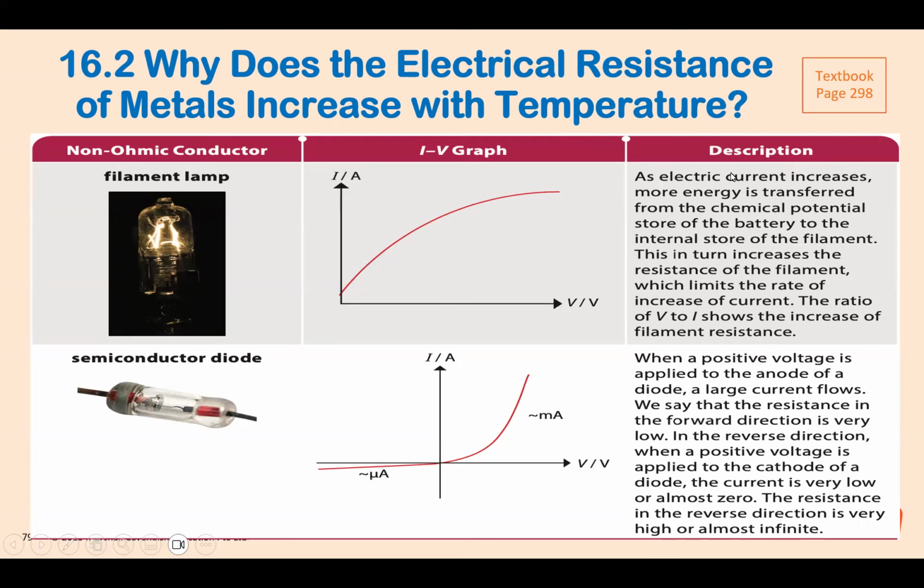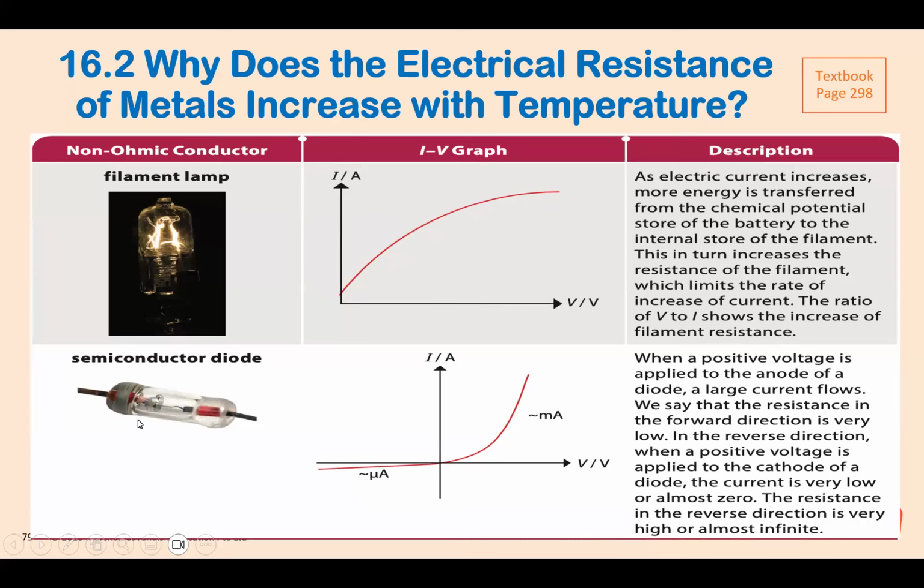You can read the description. As electric current increases, more energy will be transferred from the chemical potential store of the battery to the internal store of the filament. Internal store means heat. This will in turn increase the resistance of the filament, which limits the rate of increase of current. Because I have more and more resistance, my current doesn't increase as much. So the increase in current gets less and less. The ratio of V to I shows the increase in the filament resistance.